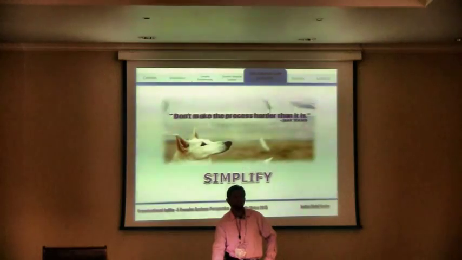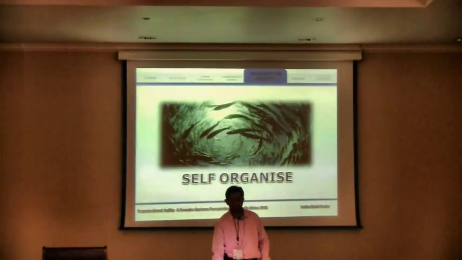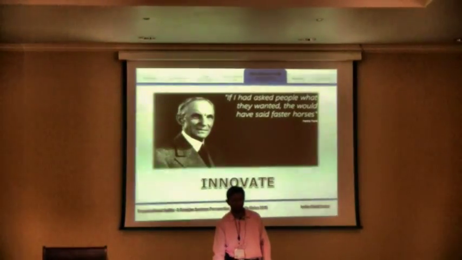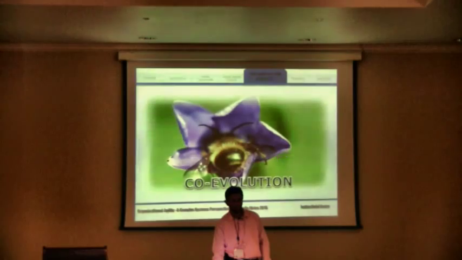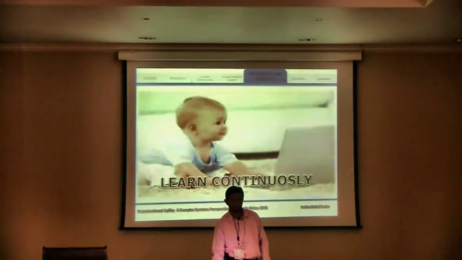Simplify. You've got to be able to keep your processes simple. Don't make things complex. Don't make things complicated. You can have a lot of simple systems, simple processes, simple architectures all linked to each other and still derive the same outcome. Self-organize. Balance control. Innovate. Make sure you are able to innovate and commercialize whatever you innovate. Co-evolution. Make sure organizations are able to co-evolve with their consumers and not independently of their consumers. Learn continuously. Organizations have to be able to learn continuously in the framework that learning never ends.